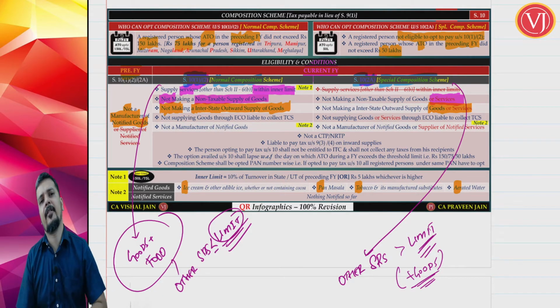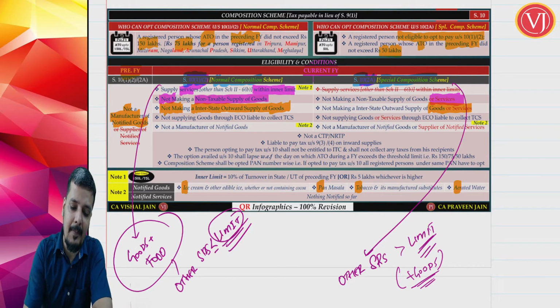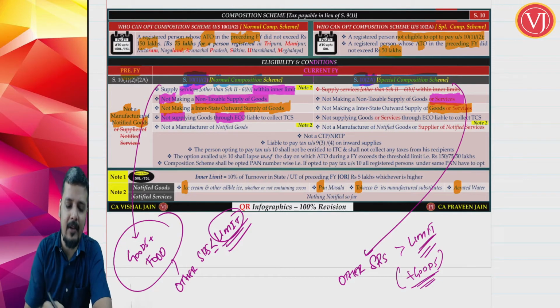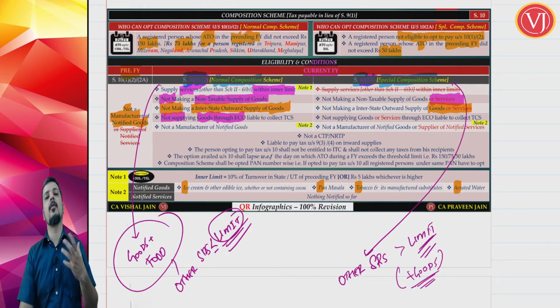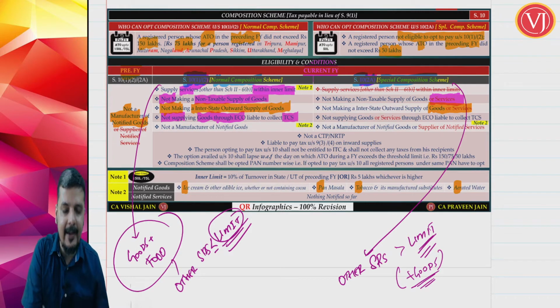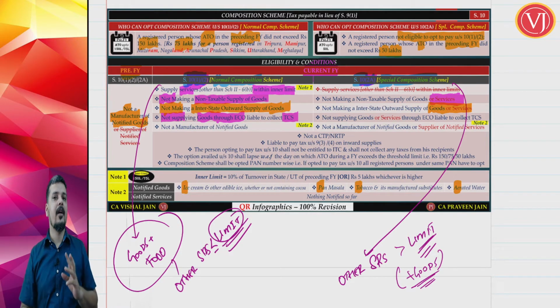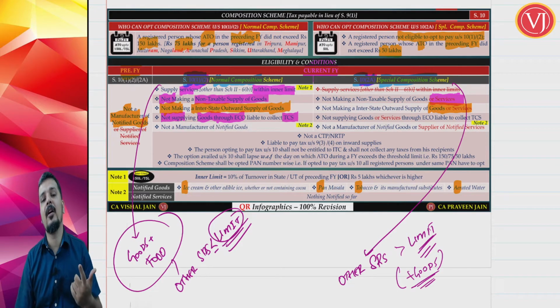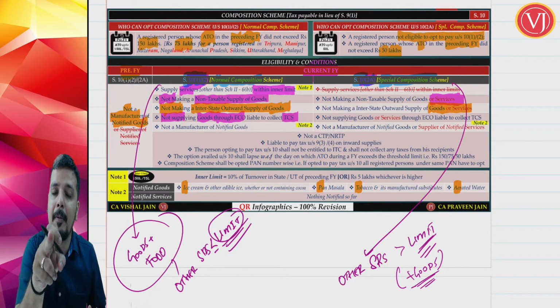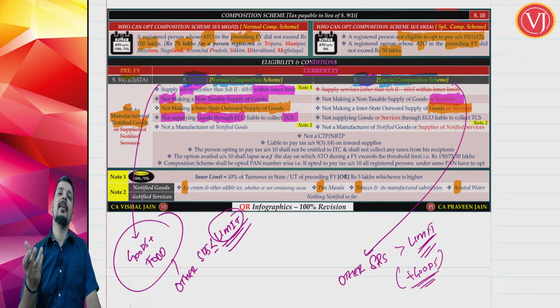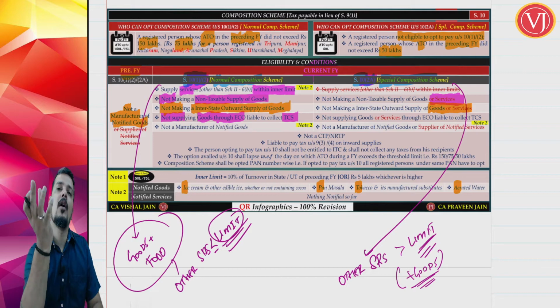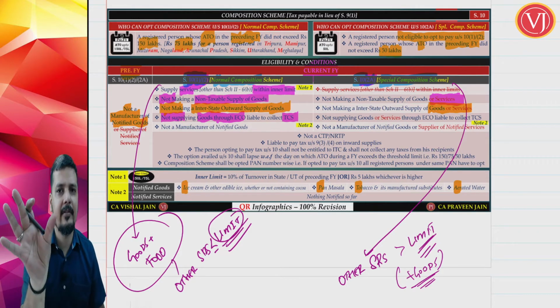Right. The next point is you should not be making supply of goods through an electronic commerce operator. Again, here they are focusing only on goods. Can I supply goods through an e-commerce operator, that is, online platforms? Basically yes, but if there is TCS, I cannot supply. That is the difference. I cannot supply goods through an e-commerce operator where TCS is applicable. Can I make sales through an online platform where TCS is not applicable? Yes. So there are two conditions.